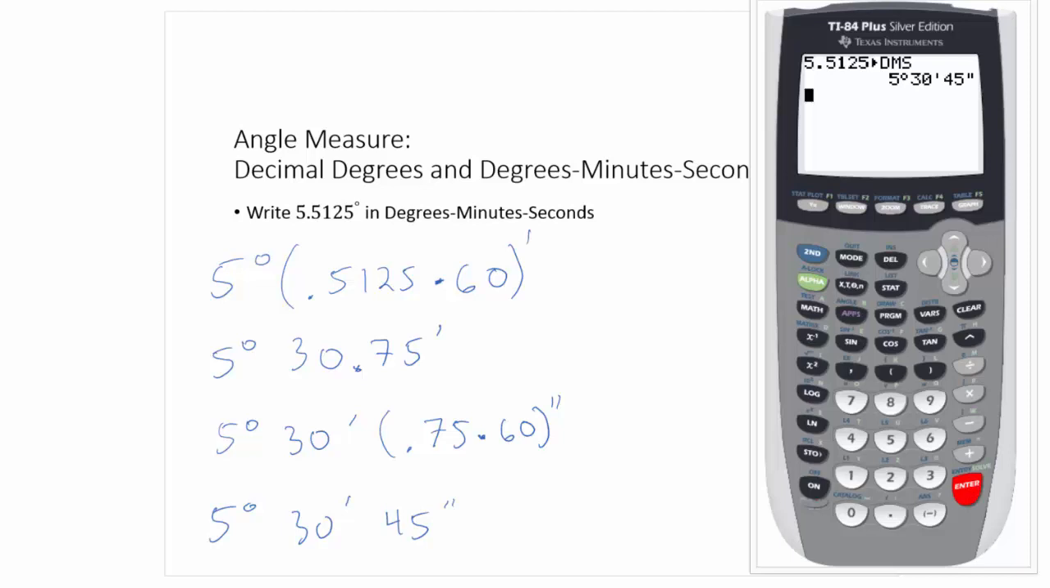All right, so I want you to be familiar with what we mean by degrees, minutes, seconds versus decimal degrees, and how to convert between them using either the tools on the calculator or just simple multiplications and divisions.